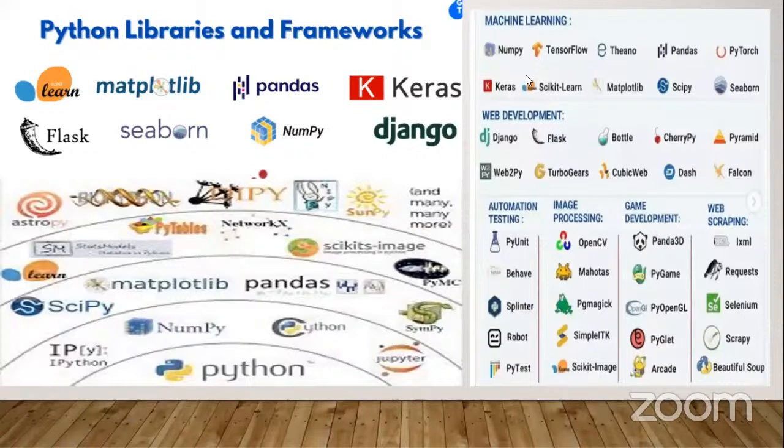In machine learning, guys, we'll be mostly working with NumPy, scikit-learn, matplotlib, SciPy, seaborn, pandas, and PyTorch. PyTorch will not be used that much, but I have still included it, because whenever we are solving a machine learning problem using a neural network, at that time we'll be using maybe Keras, TensorFlow, and PyTorch.